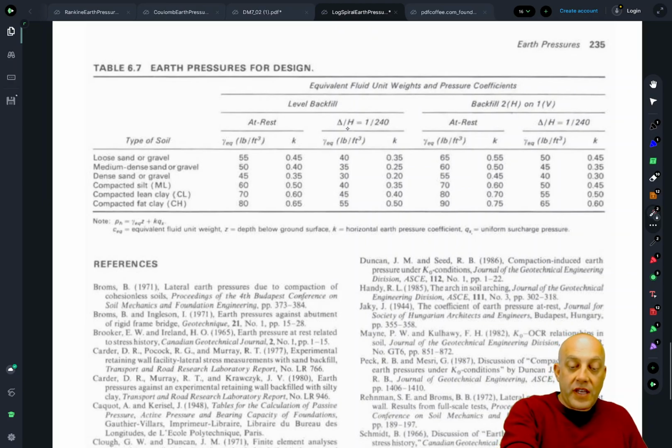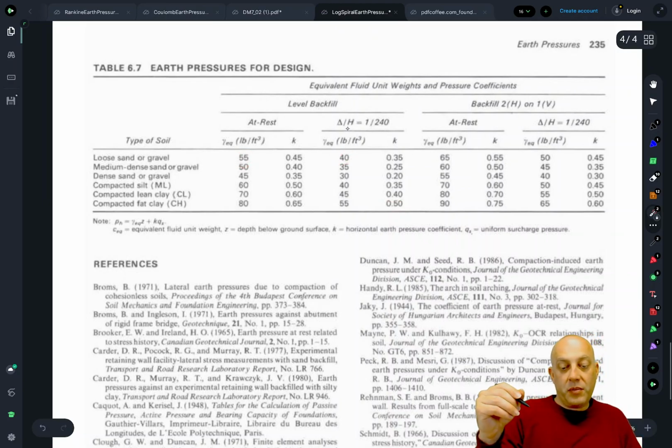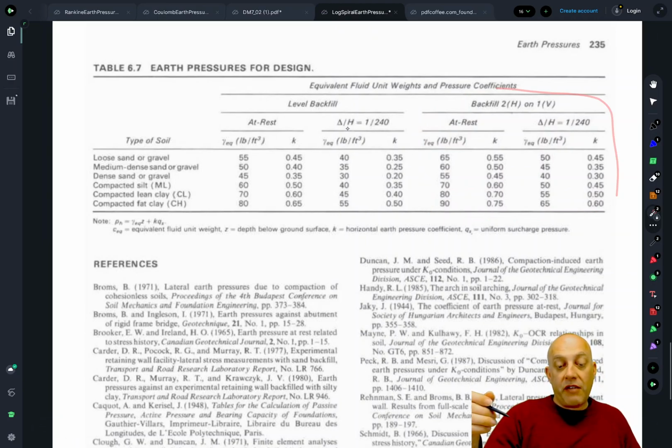And then you'll notice that the at-rest pressures here are quite a bit higher than the active pressures over here. So for example, for loose sand, instead of 55, you could design for 40 pounds per cubic foot. Significant reduction in the amount of pressure there. And then if you have sloping ground behind the wall, these pressure coefficients are all higher, right? And these are all active, where we don't have passive equivalent unit weights. Usually it's only done for active.